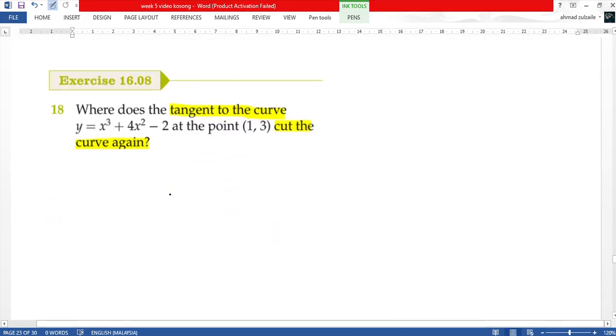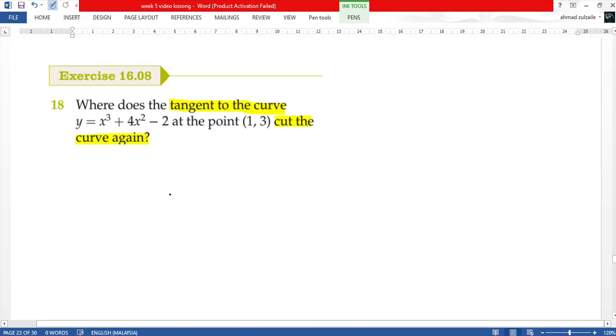Alright, so question number 18. Where does the tangent to the curve, which is y equal to x cubed plus 4x squared minus 2 at the point 1, 3, cut the curve again? Meaning, there ada dua points of intersection between the tangent and also the curve. Ada dua. Okay, I give you the idea. If we wanted to sketch the graph, your graph should be like this. Hopefully they will appear on your screen right now.